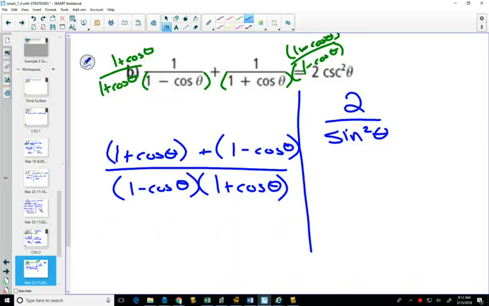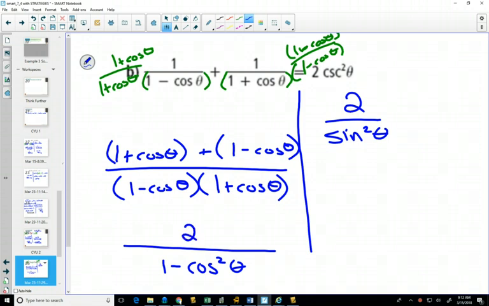So some things to recognize. On the bottom, we have a difference of squares. So if I multiply that out, I will get 1 minus cos squared. On the top, I have some like terms. 1 plus 1 is 2. Cos plus a negative cos will be 0. So the top simplifies nicely to just be 2. So we have succeeded in getting a single fraction on both sides.